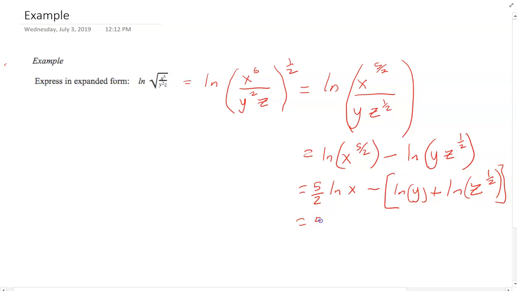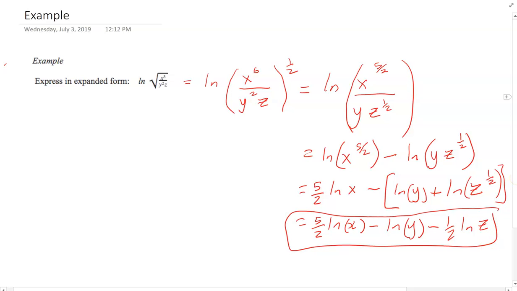And the next step, we bring down this 5 over 2 ln of x minus ln of y. This minus distributes through the parentheses. Minus plus becomes minus. Apply the third property here, or the third rule, to ln z to the 1/2. It becomes 1/2 ln of z. And then we are done right there. That's our final answer.